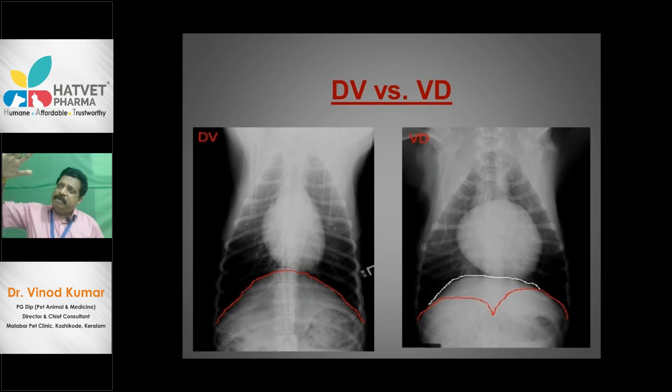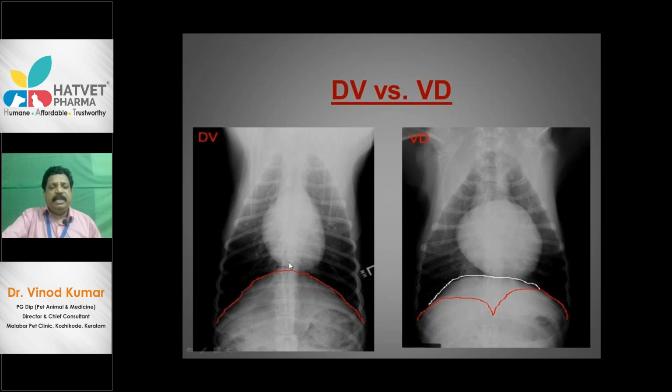Ventrodorsal and dorsoventral depend on what the X-ray touches first. If the X-ray touches first the ventral area, it is a ventrodorsal. If it touches first the dorsal area, it is a dorsoventral. In the dorsoventral radiograph, it looks like this. I am telling you only one simple matter. You can see the diaphragm. The diaphragm only shows the convexity. See the convexity.